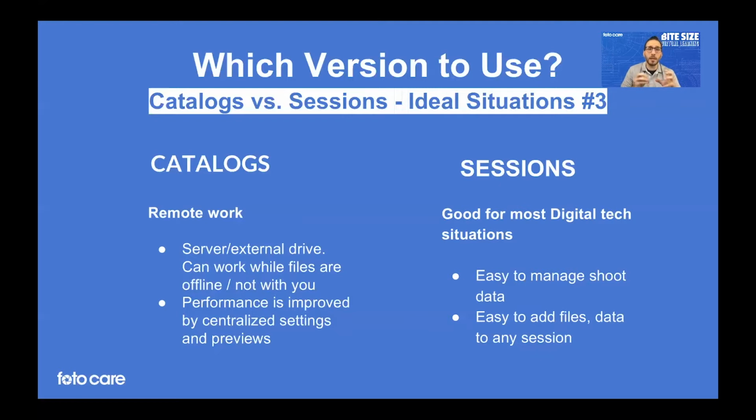So with catalogs, you can still look at the files that you shot without having the raw files with you. The performance is improved by having centralized settings and previews, so it should be a little bit faster than having sessions. Sessions are great for digital tech situations.